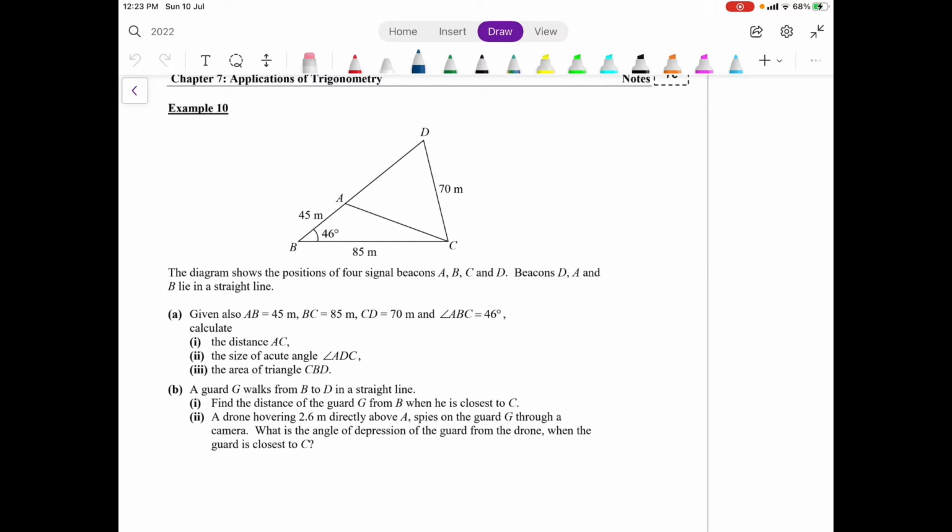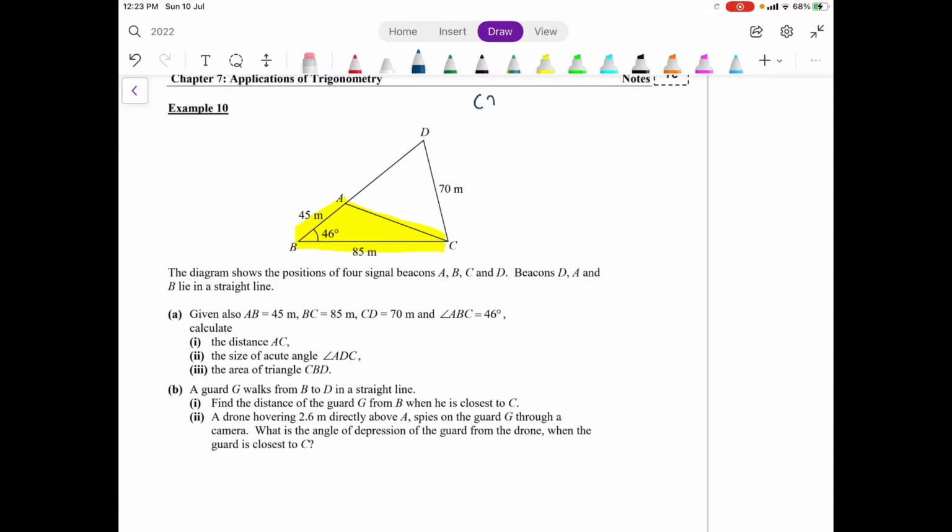Okay, let's look at part A, part 1. Is it sine rule or cosine rule? They're asking for distance AC. And AC is facing this acute angle 46 degree. You have two sides. So can you remember what Mr. Liu said? If you have two sides and you have one included angle, what formula should you use? Yes, cosine rule. Two sides and one included angle, it will be cosine rule.